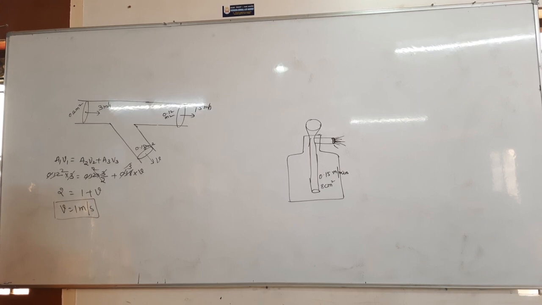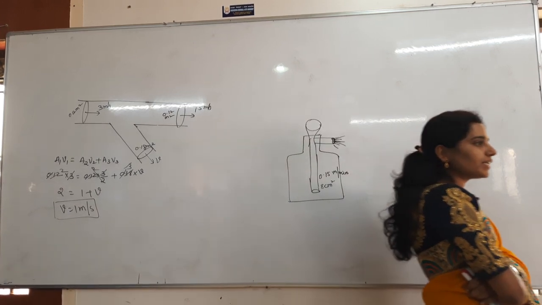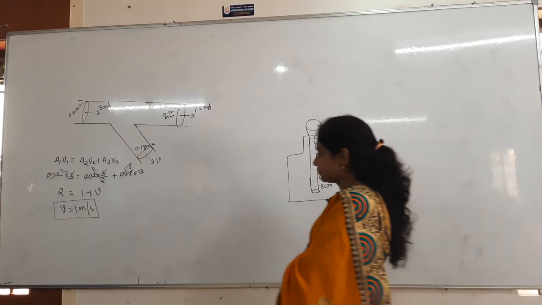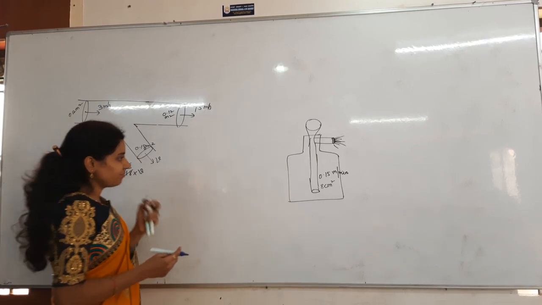Five is the answer. Yes, very good. Five meters per second is the correct answer. Exactly. Have you converted the units? How much have I given? I have given 0.15 meters per minute. Check that. You have to convert into seconds. Check out the problem.